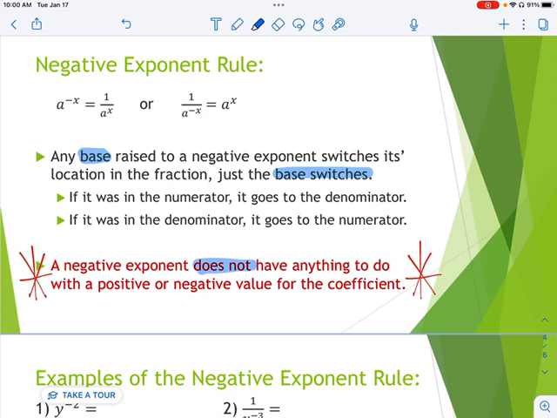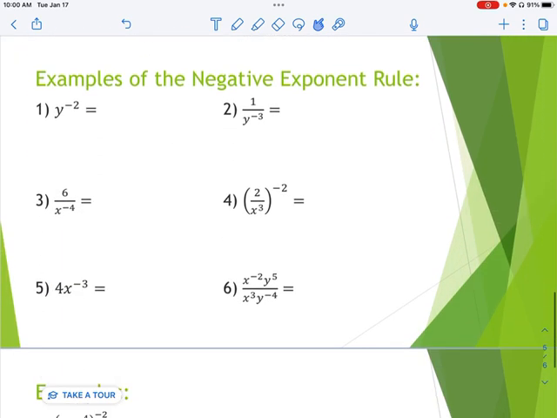It does not do anything at all with whether the coefficient is going to be positive or negative. Okay, so here we go then. So, examples of negative exponents. We start off with my base here again. I have y to the negative 2. So y to the negative 2 would end up being 1 over y to the second.